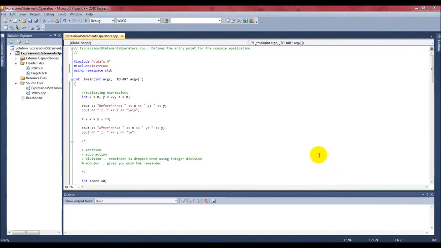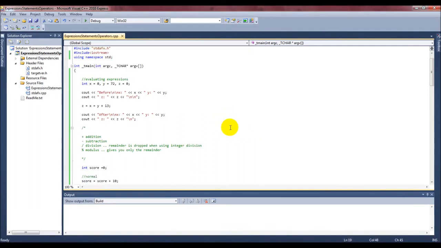Okay, we're going to look at your expressions, statements, and operators C++ program. And we're going to first look at something a little bit interesting that's actually a little bit of homework. We'll look at evaluating expressions. Now, most of you know your order of operations for math, but in C++ it follows the same path, but I want you to actually look at these statements here.